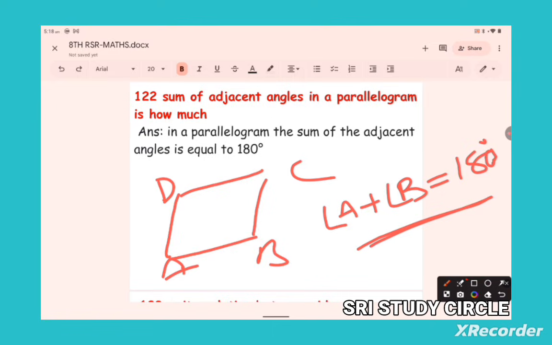Angle A plus angle B is equal to 180. Angle B plus angle C is equal to 180. Angle C plus angle D is equal to 180. Angle D plus angle A is also 180 degrees. That means the sum of any two adjacent angles of a parallelogram is equal to 180 degrees.